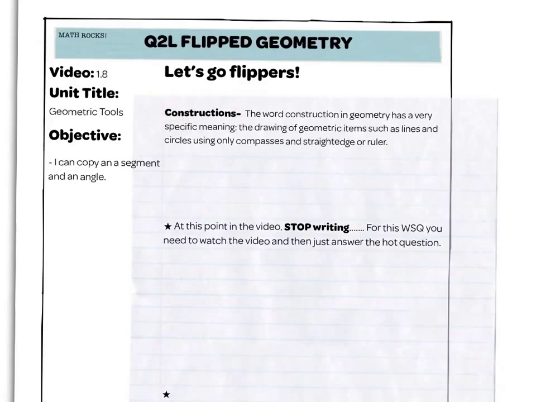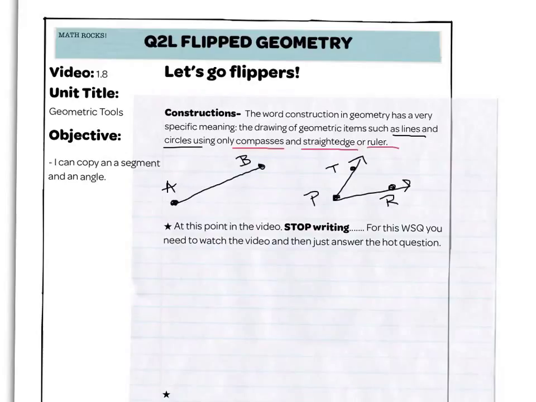It's about constructions. The word construction in geometry has a very specific meaning. It means the drawing of items such as lines and circles, could be triangles, using special tools that are called compasses and straight edges or rulers. So what you're going to do today is copy and construct a line segment, and copy and construct an angle.